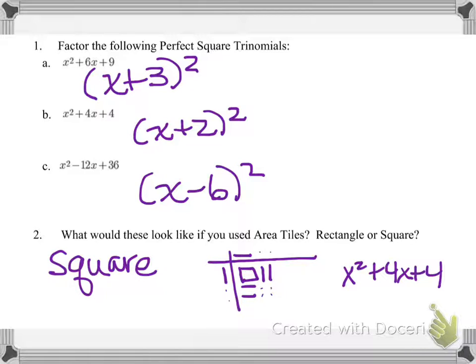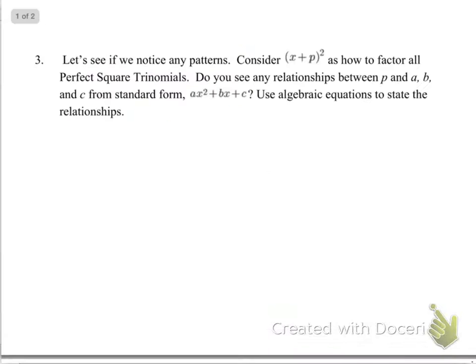Okay, hopefully you paused that before you saw my answer. Because these are perfect square trinomials, you should have had a square, and hopefully you remember that from our work with the tiles. I picked the one that was x squared plus 4x plus 4, and you can see mine looks like a square. Regardless of the one that you picked, it should look like a square. Okay, let's move on to number 3.